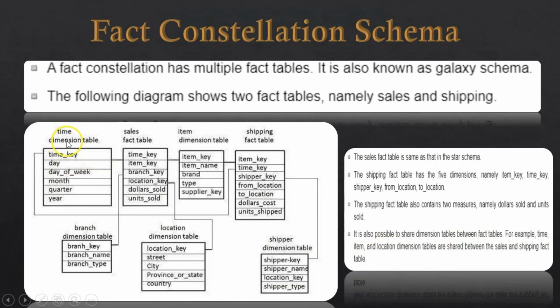So where is this time? Time dimension table and location dimension table. This time dimension table is shared with the sales fact table, and also this location dimension table is shared with the sales fact table. So here we have 2 foreign keys, one for the time table and one for the location table. It is very much possible in the fact constellation schema.